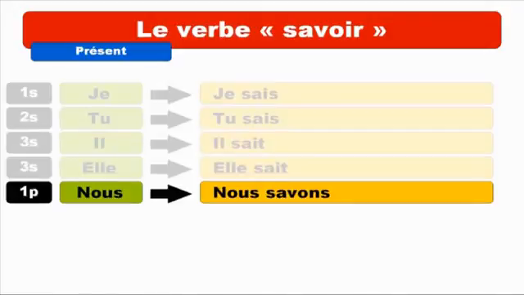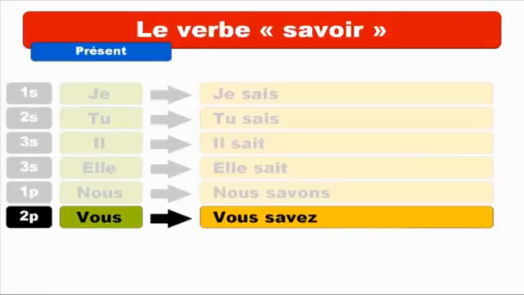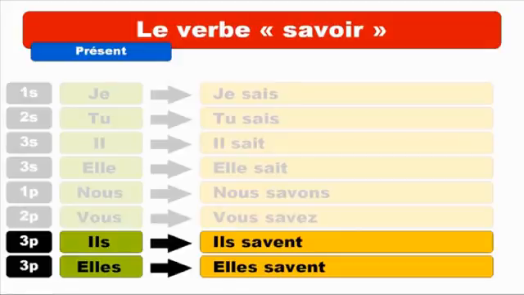Now have a look at the first person of the plural. It's nous, and then we get nous savons. Repeat. Nous savons. Final S not pronounced as usual, so you've got the final on sound at the end. Nous savons. Now vous, and then we get vous savez. Repeat. Vous savez. Keep in mind that this ending EZ is pronounced like E. Vous savez. Repeat.